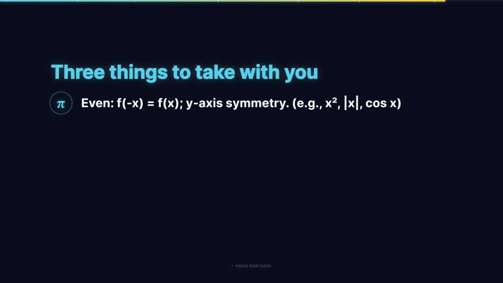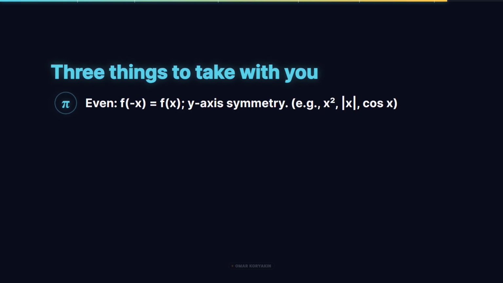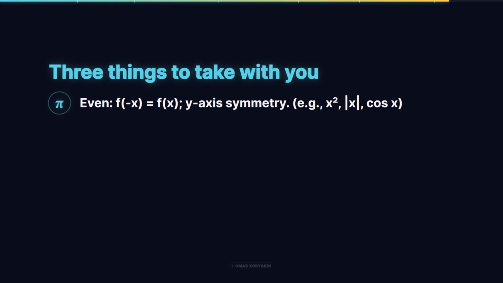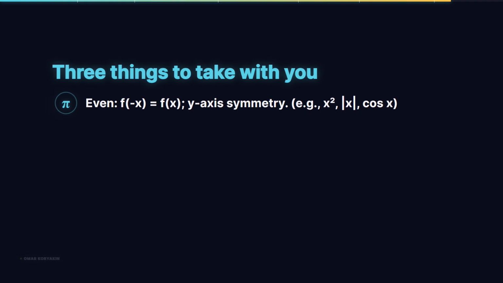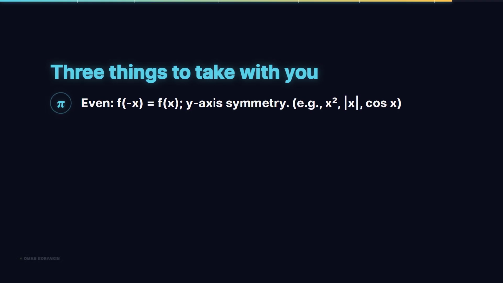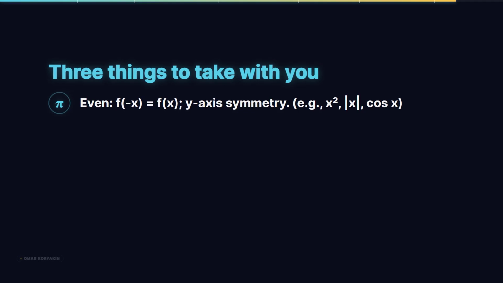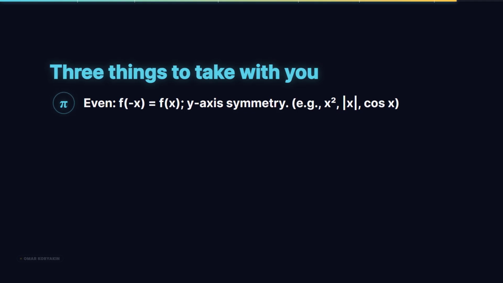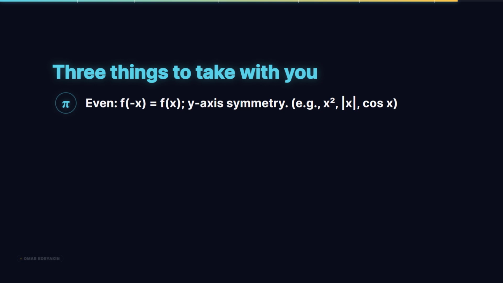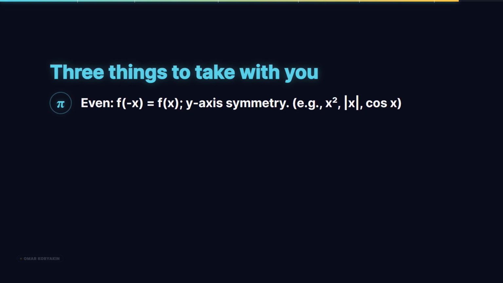First, a function is even if f of negative x equals f of x for every x in the domain. Geometrically, the graph has y-axis symmetry: reflecting across the y-axis gives back the same graph. Examples include f of x equals x squared, f of x equals absolute value of x, and polynomials with only even power terms and constants. Even functions are common in physics potentials, in cosine functions, and in many other applications where a left-right mirror symmetry holds.